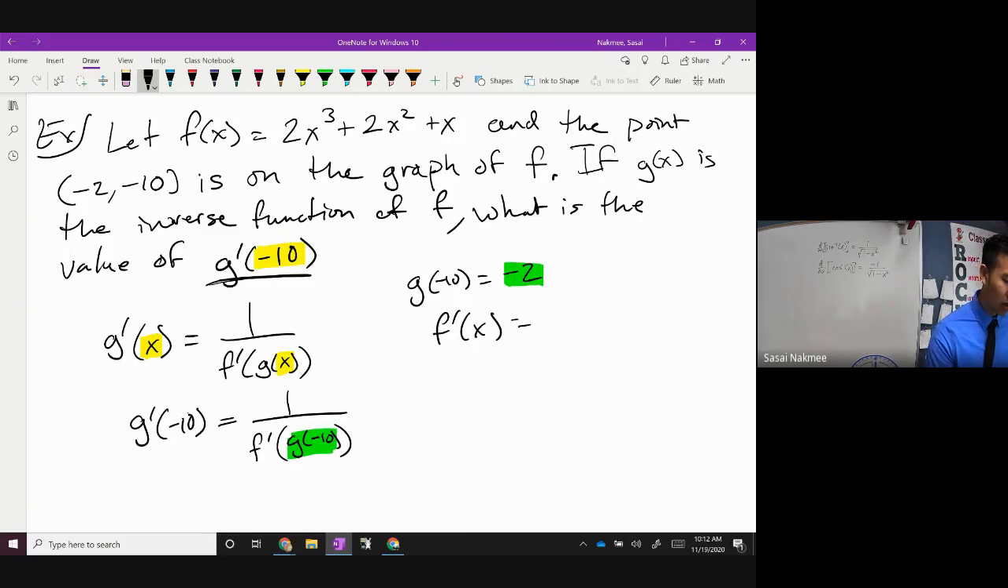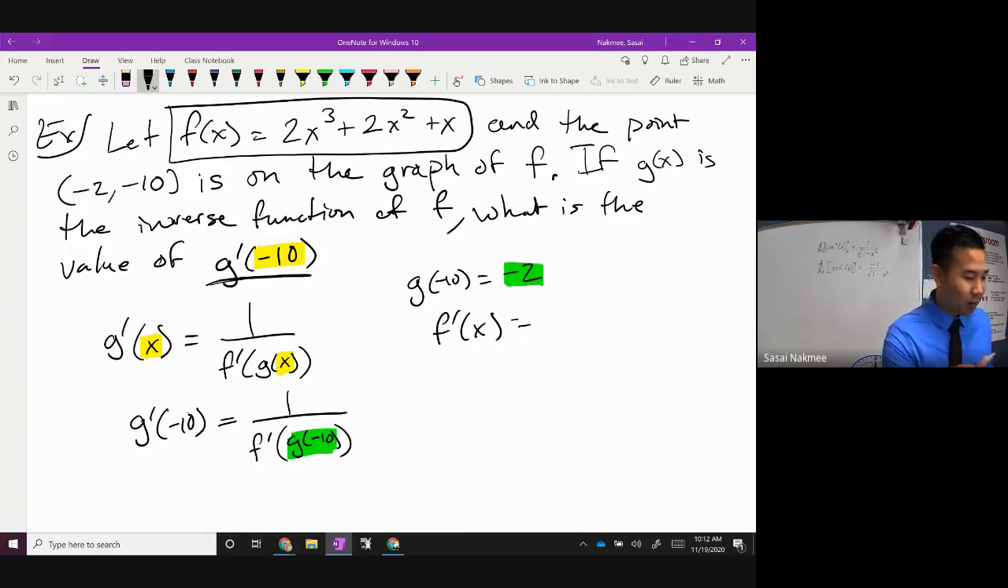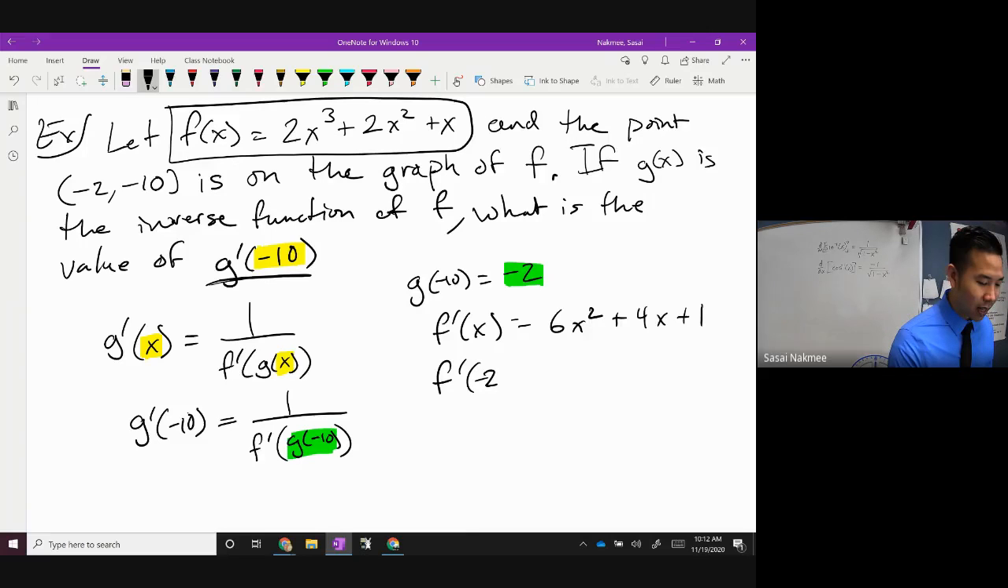Well, I go into this function, and I love this. The calculus is easy. I take the derivative of this guy. That's the easiest derivative we've done in a while, isn't it? 2x cubed is going to be 6x squared, plus 2x squared is going to become 4x, and the derivative of x itself is just going to become a 1, right? Which means then all I have to do now is evaluate the derivative at negative 2.